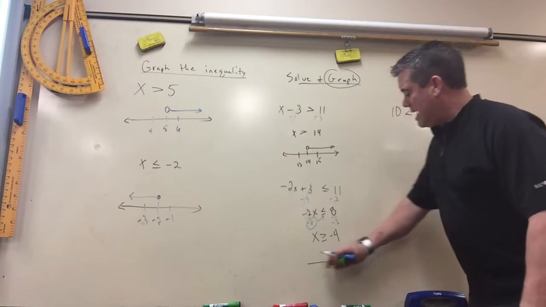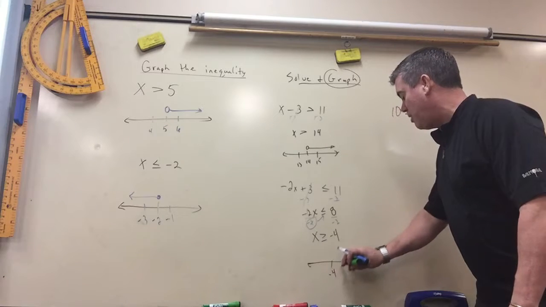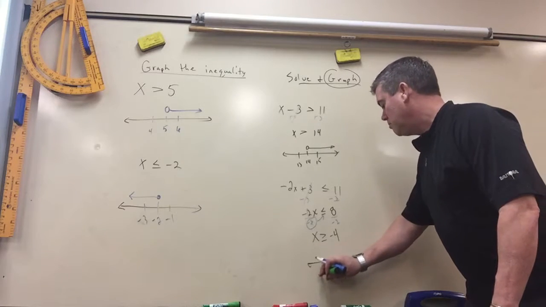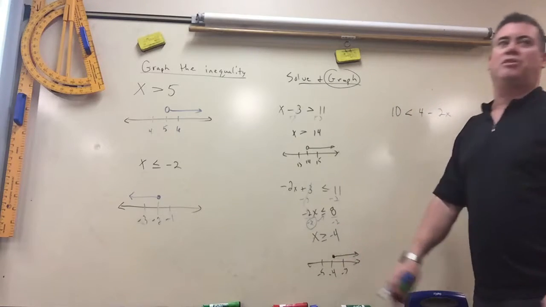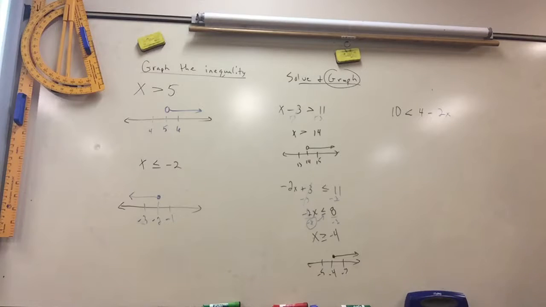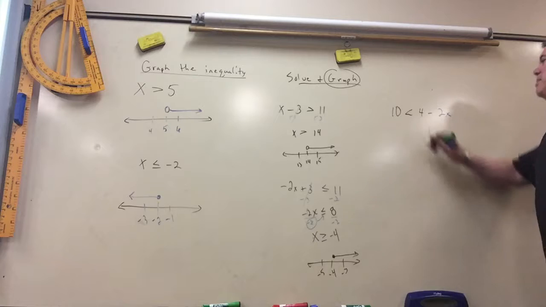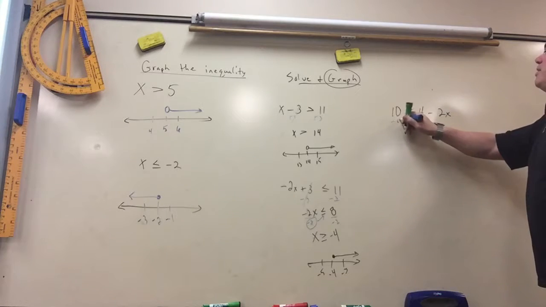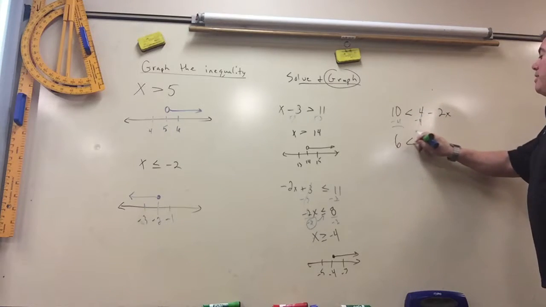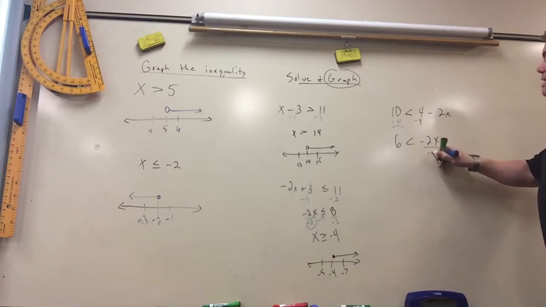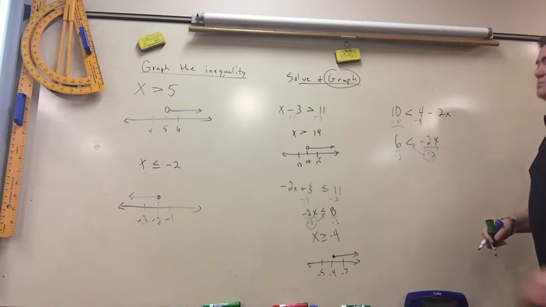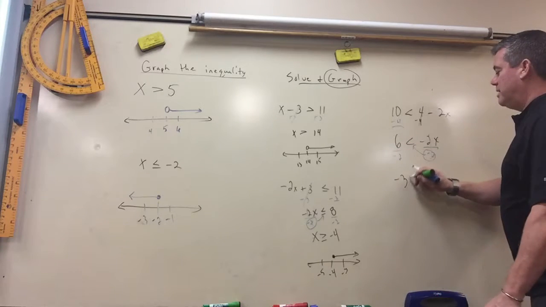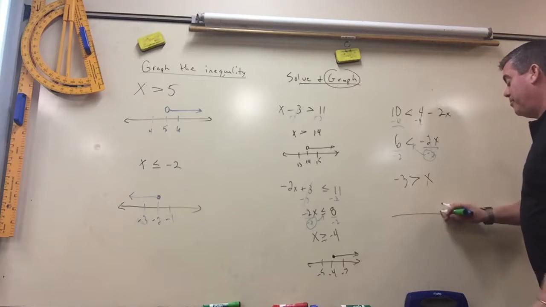So that would be a filled in circle at negative 4. X is greater, so everything to the right. Here, it doesn't matter what side, the x is on the right, so you just get it by itself. I got to subtract 4. Then divide by negative. So again, since you're dividing by negative, you got to switch the direction of the sign. So that would be negative 3 is greater than x.